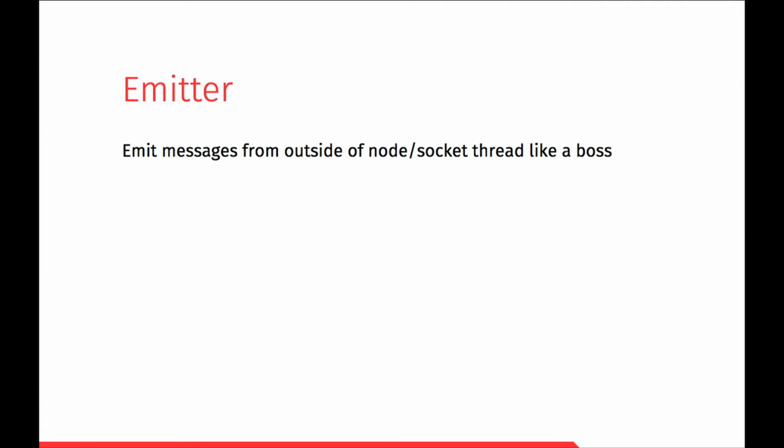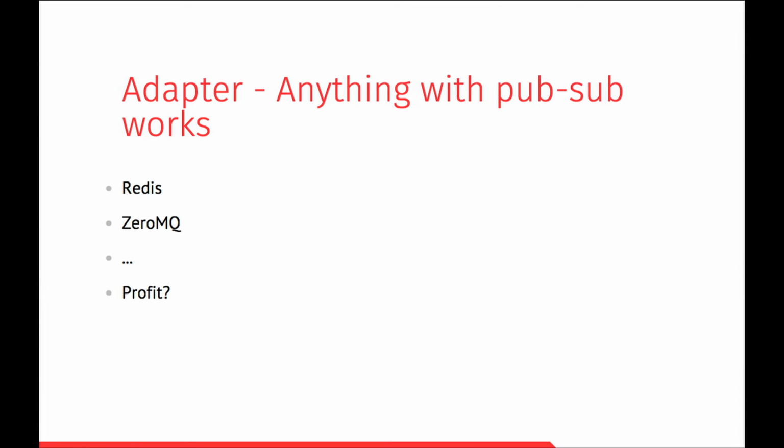Emitter. Emitter is another piece of software that allows you to emit messages or broadcast messages through Socket.io, but from outside of the Socket.io thread. Before, we were able to only emit from Socket.io. Now we are able to emit from pretty much any other thread that is also connected to the aforementioned adapter. So if you want to know anything about it, we'll talk later.